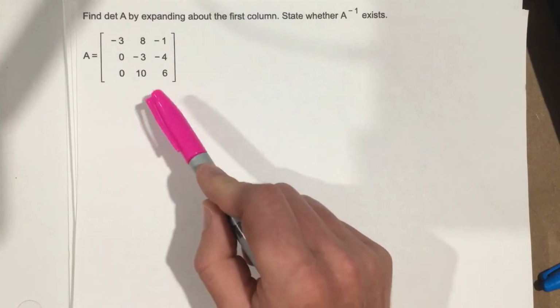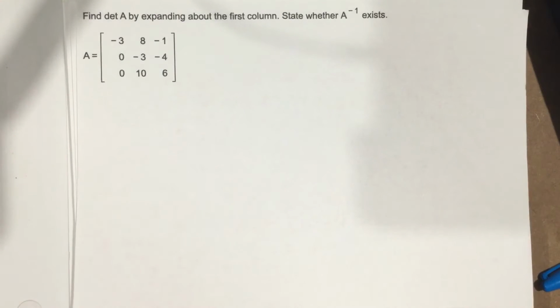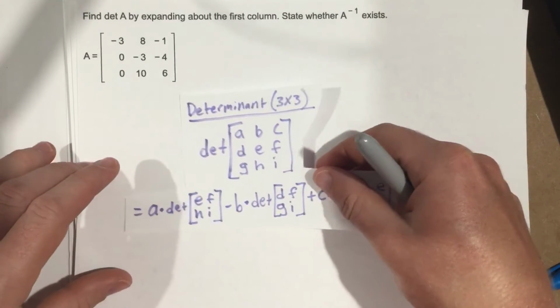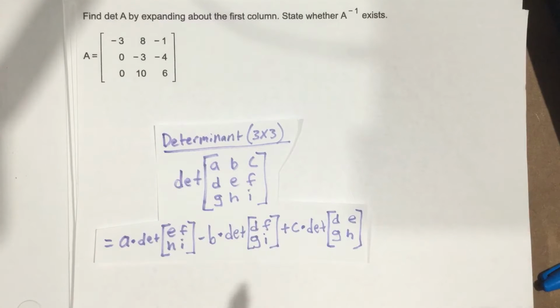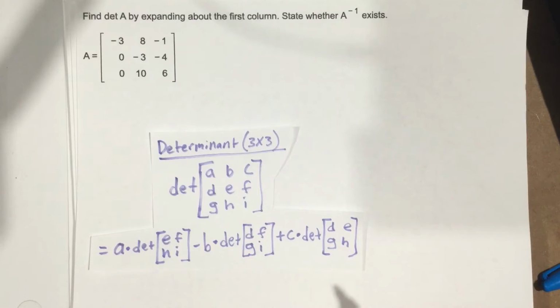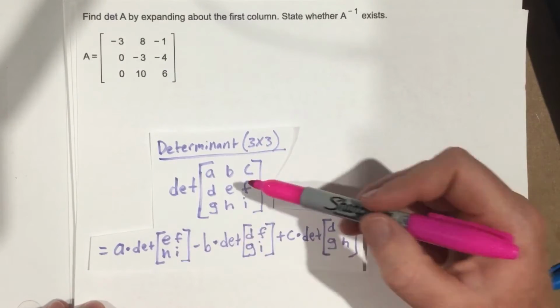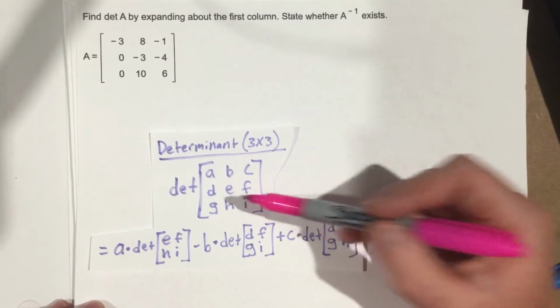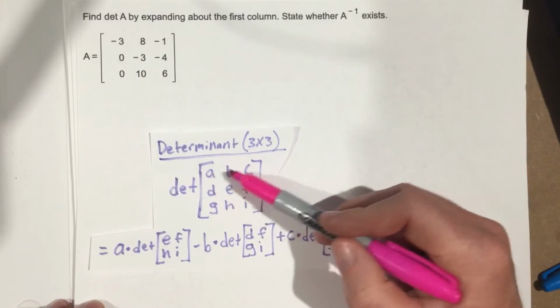There are multiple ways to find the determinant of a 3 by 3. I have a formula that works pretty well, so I think that's what we're going to stick with and use. Essentially what we're doing here is finding the determinants of some 2 by 2 matrices and multiplying them by basically the first row elements.